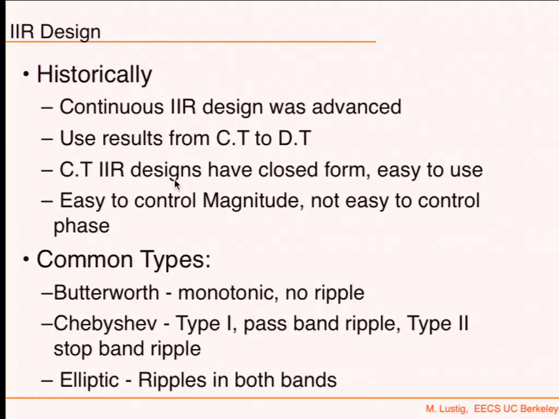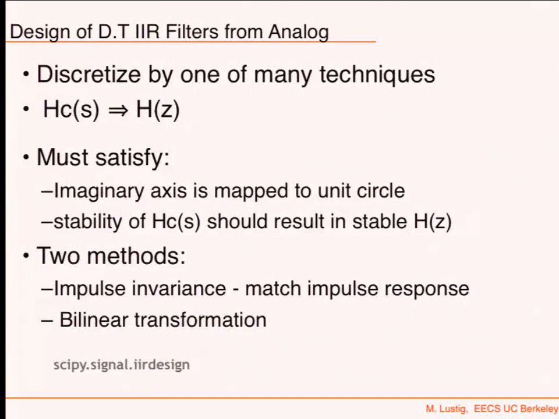Sampling. Right, so let's say you know the impulse response of the analog signal. Then yes, you can. What you could do is just discretize it. Okay, so yes, absolutely sampling. And one of the methods that people are using is what's called impulse invariance, where you want to match the impulse response of the continuous time in the discrete time.